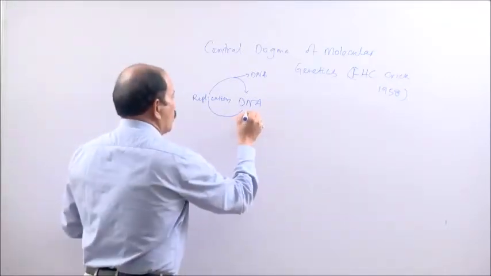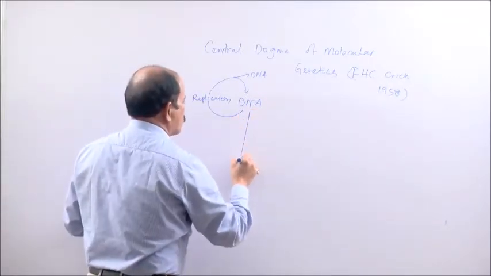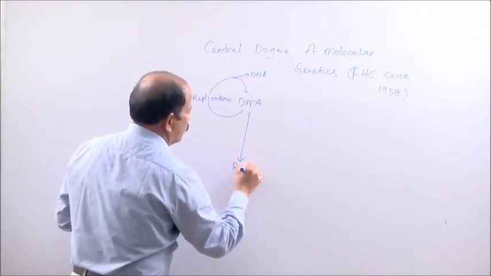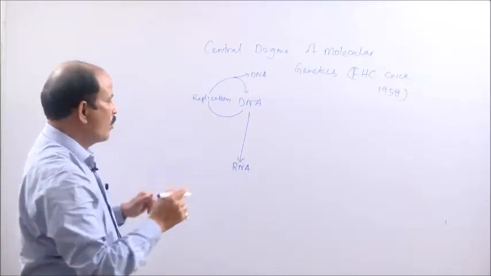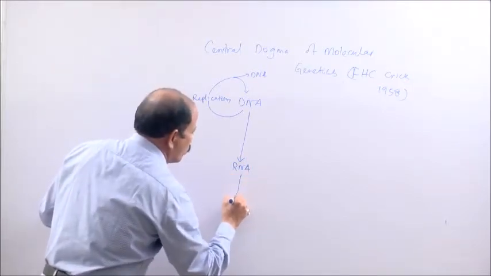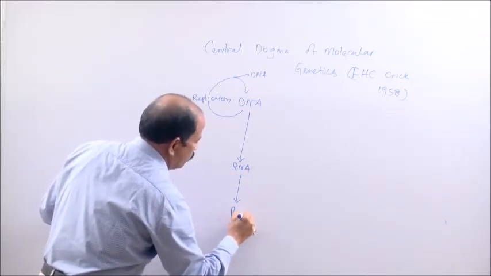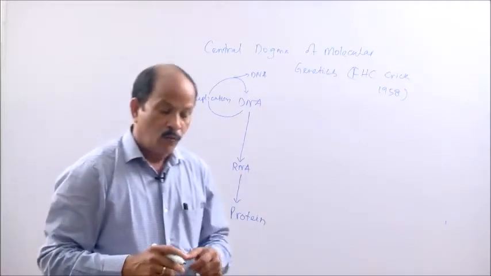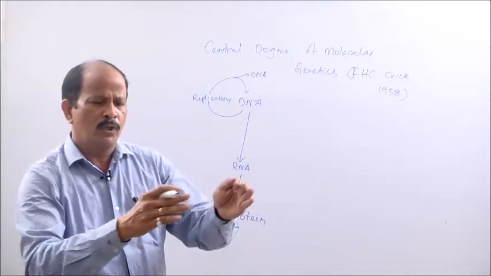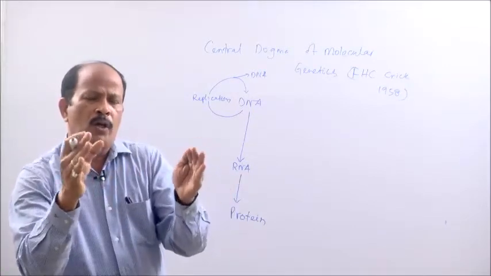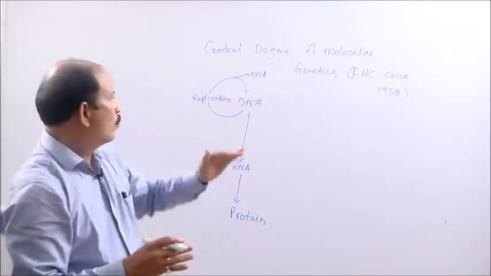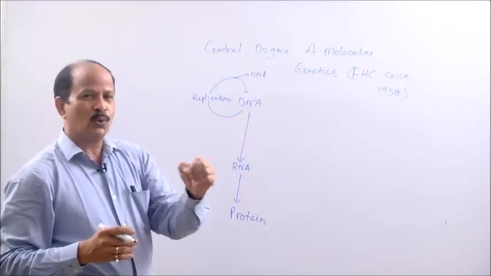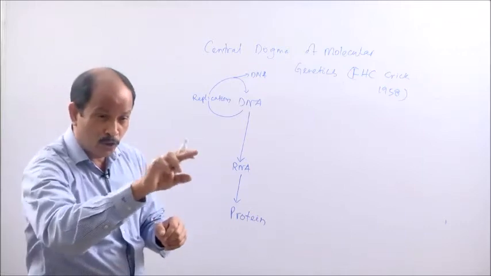Then what about this? DNA gives rise to RNA. RNA gives rise to polypeptide or protein. This thing at least we know. Let us see what DNA is. We talked a lot about DNA. What does it do? It stores genetic information. It stores genetic information in the sequence of bases.